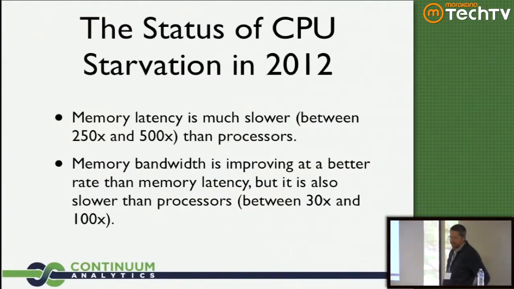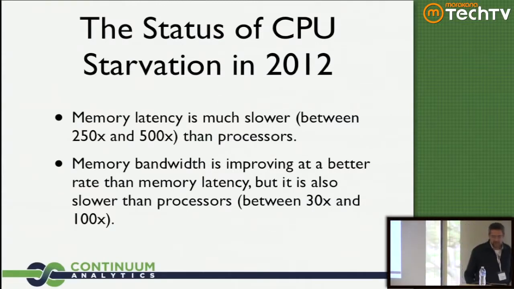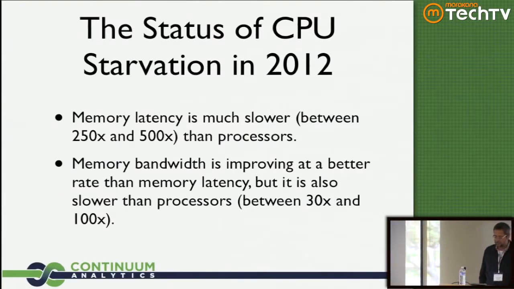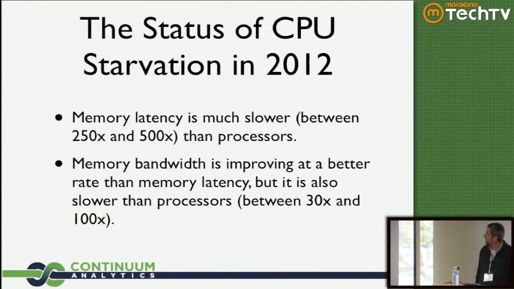So this is how things are now. Memory latencies are between 250 times and 500 times slower than processors. That's a lot. Okay? And memory bandwidth is improving at a better rate than memory latency. However, it is still much slower than processors, between 30 times and 100 times slower.